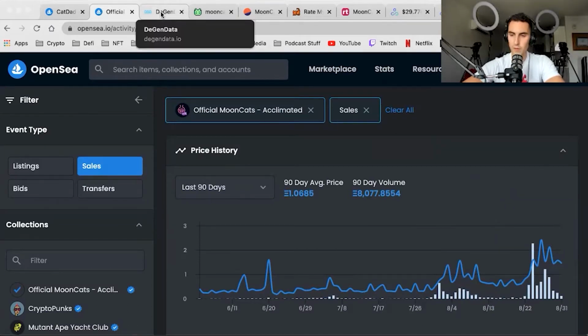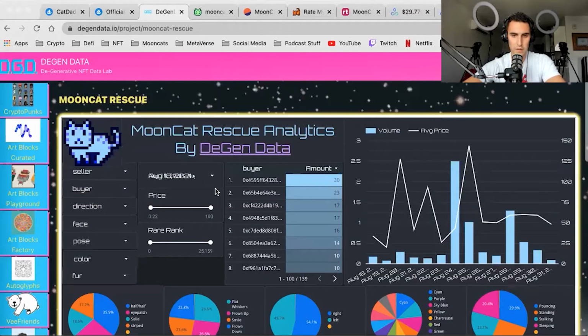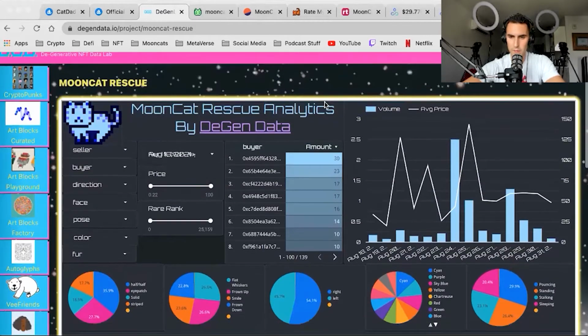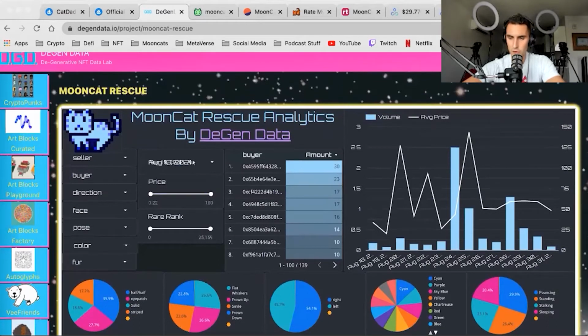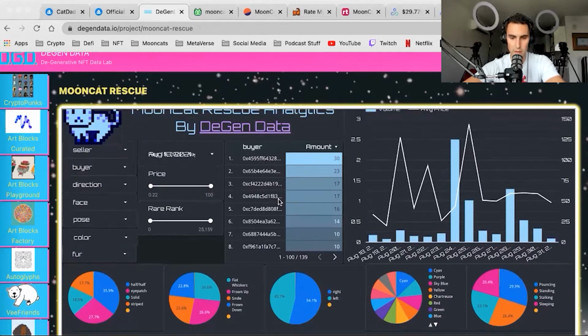One of the first tools that I ever came across, this goes way back into March, once Mooncats were being rediscovered. There were literally no tools for rating metrics. Unless you had the ability to read Etherscan to understand the mint number, there really wasn't much. So one of the first things that really popped up and came into fruition was Degen Data. He has a big Twitter account. This shows, again, average prices, and you can track who's buying the most.